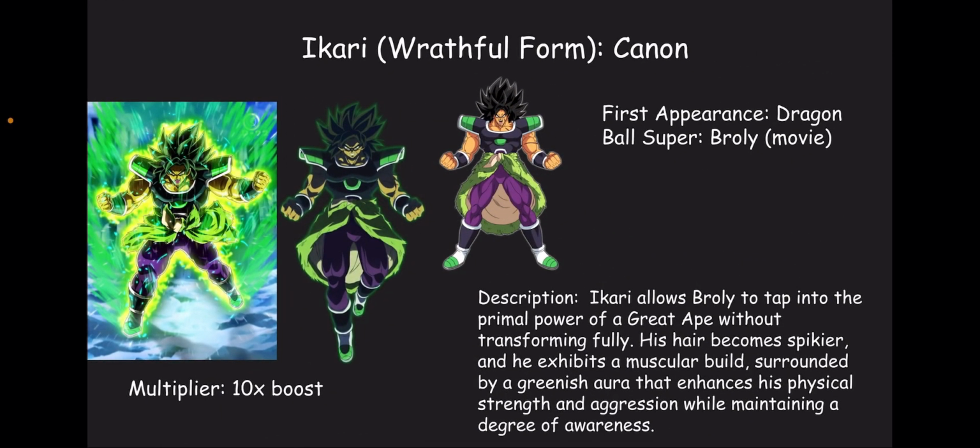Now we have DBS Broly, or Super Broly. Personally, my favorite character. We have his Ikari form, or his Wrathful form. This is using the power of a great ape in your base form, basically staying in your human form, but letting the power of a great ape and the multiplier of it increase your speed, agility and strength by 10 times. So it's a 10 times power boost because it's using the power of a great ape.